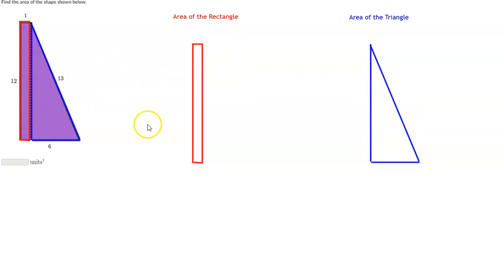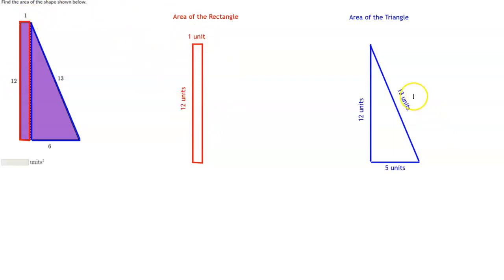All right, if you haven't already done so, please draw these 2 shapes on your paper and then try to figure out what the dimensions are and what the areas are for these 2 shapes. Pause the video, try that out now. The rectangle was very straightforward. It had a 1 and a 12 here, so I was able to use that.